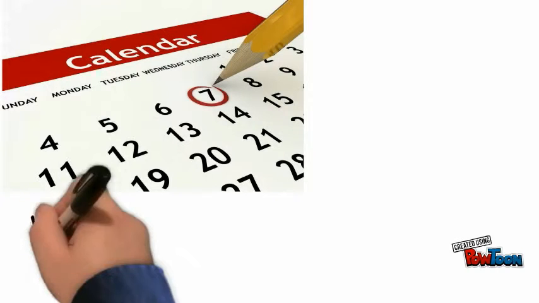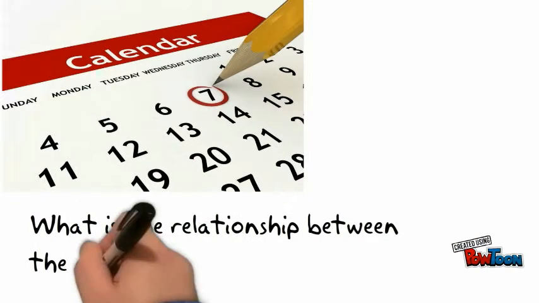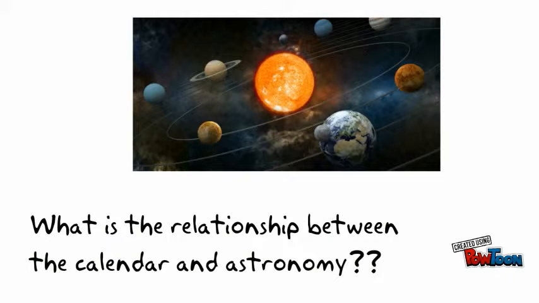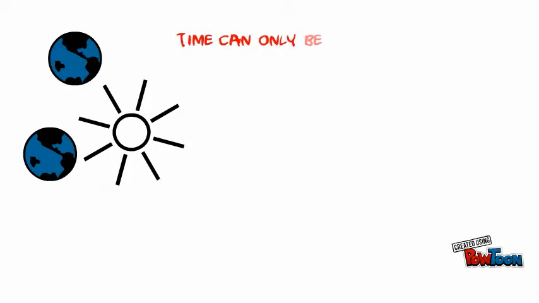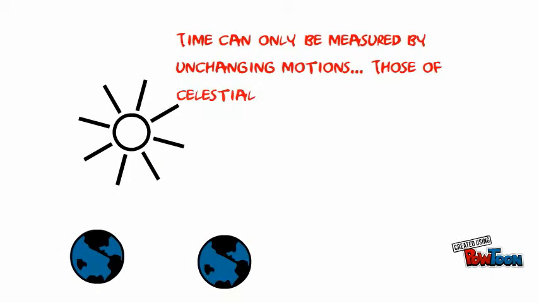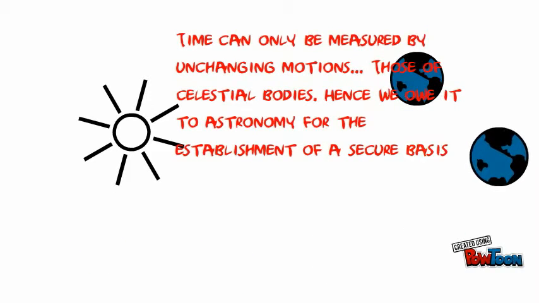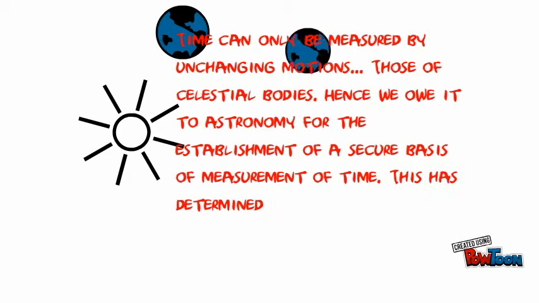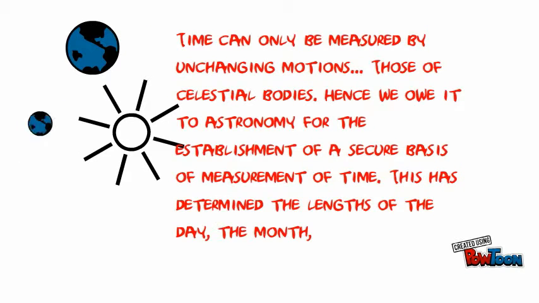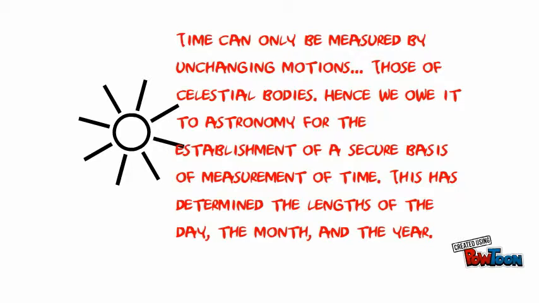What is the relationship between the calendar and astronomy? Time can only be measured by unchanging motions, those of celestial bodies. Hence, we owe it to astronomy for the establishment of a secure basis of measurement of time. This has determined the lengths of the day, the month, and the year.